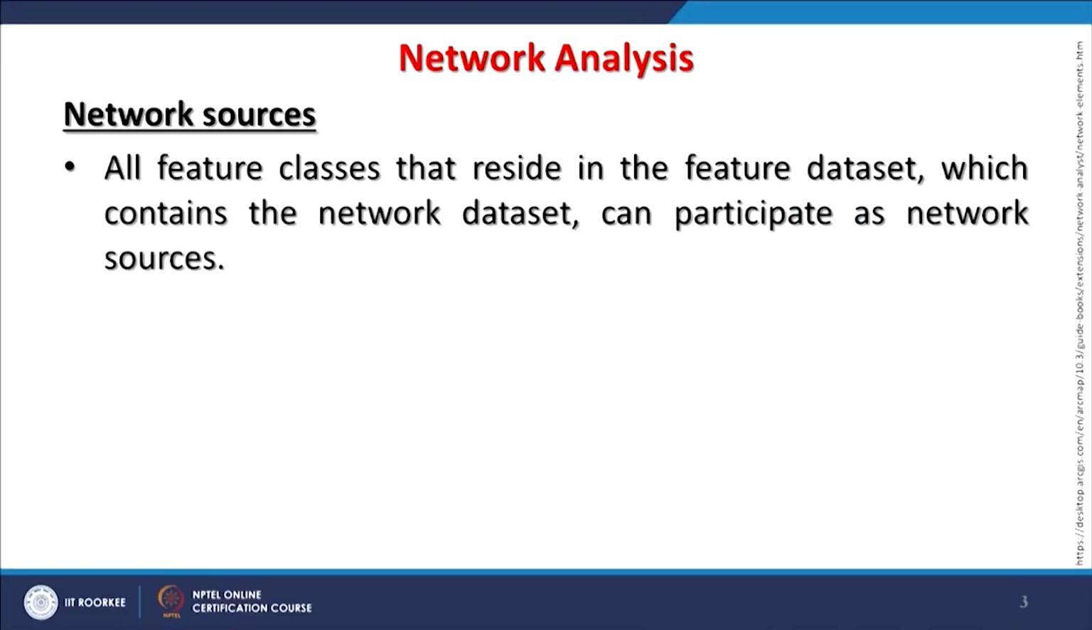That means if it has to be done for planning, a prediction has to be done, and the prediction can also be done employing GIS. Now, in network analysis, as you know that resources or sources are there, all feature classes that we have discussed so far, and they reside in the feature database, and that is our GIS database, especially the vector one and attributes also, which contains the network data set and can participate as network resources.